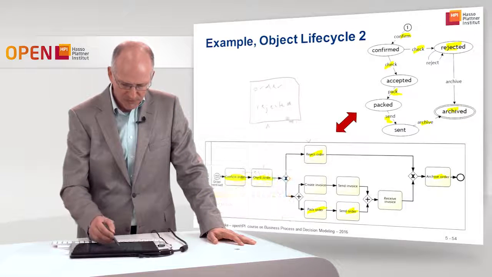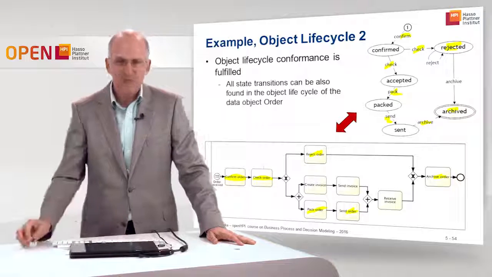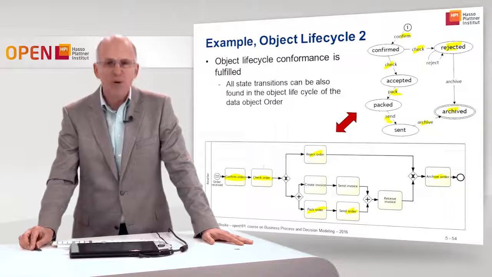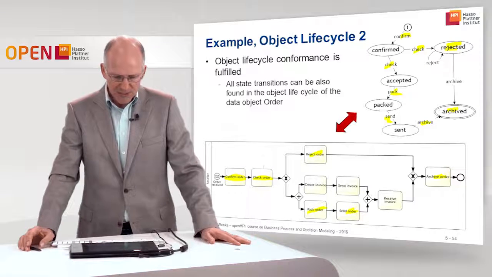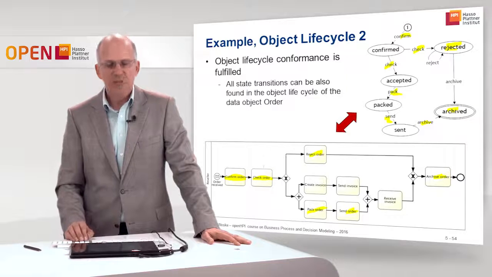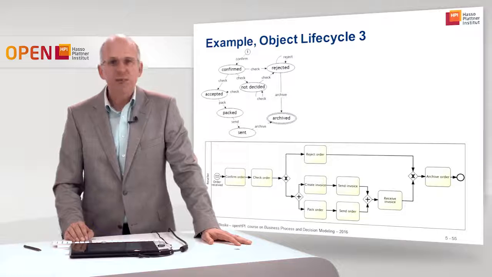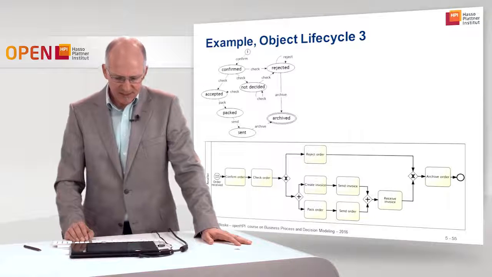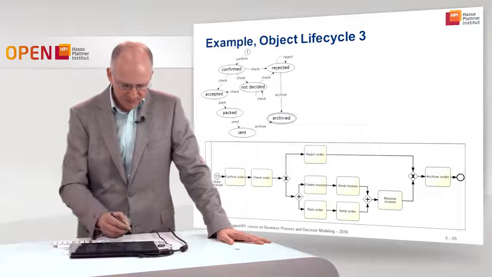I need to erase that again so that we can also see the text here. Object lifecycle conformance is obviously fulfilled because all state transitions can also be found in the object lifecycle of the data object order. Object lifecycle 3, here we see an extended lifecycle that also has this not decided place.